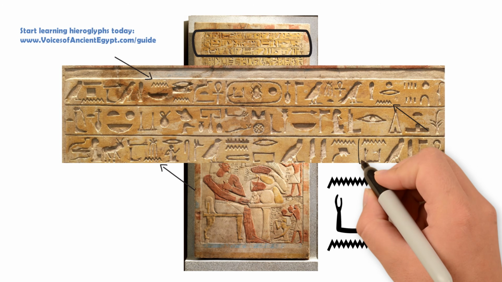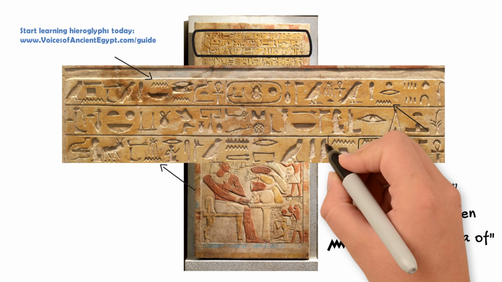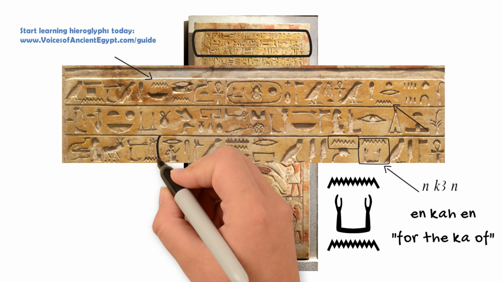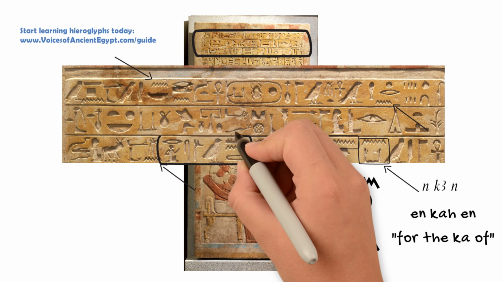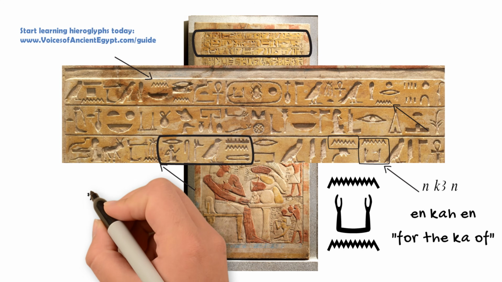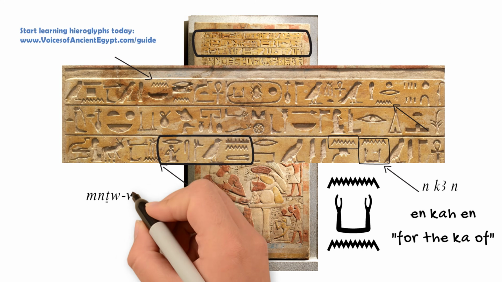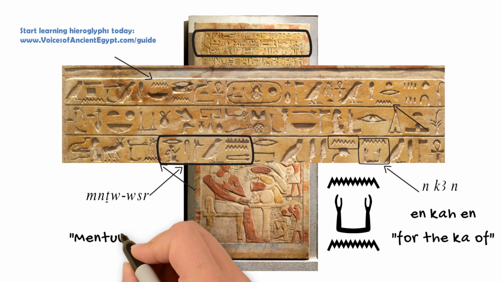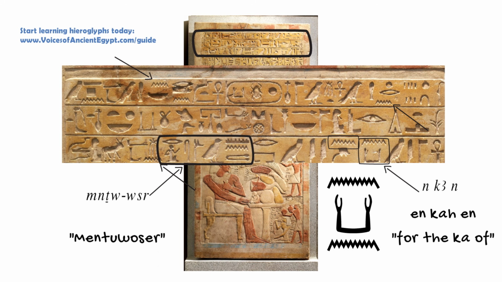So in offering formulae, which we've been talking a lot about lately, they usually, after listing a whole bunch of offerings, will say for the ka of, and then the person's name. So in the case of this stela here, the stela belonged to a man named Mentuoser. So it says for the ka of, and then we have an epithet and his title, his job, and then his name, Mentuoser. So that's one of the most common places you'll see these used, and you can tell where you have both of them in this case on either side of ka.